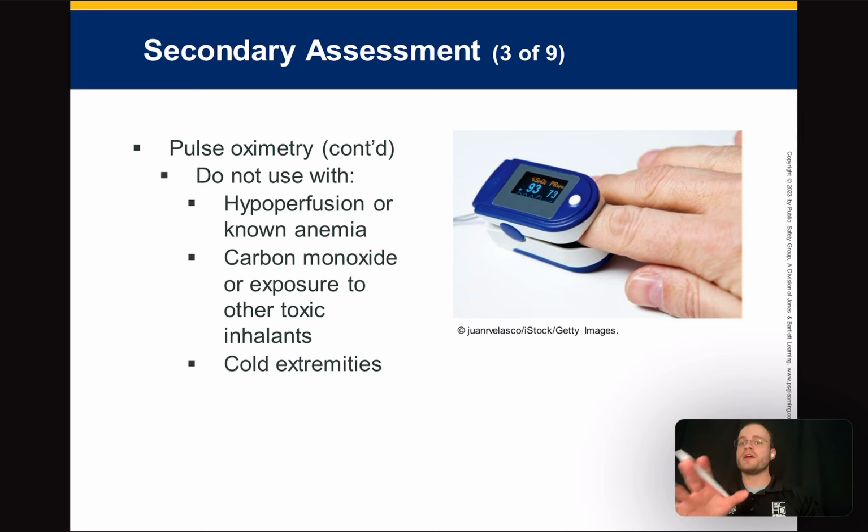So pulse oximetry, right? Do not confuse pulse oximetry with hypoperfusion or known anemia. So if someone has known anemia, their pulse oximetry might read low. Okay, carbon monoxide will cause it to read really, really high. It's because the hemoglobin is in fact saturated, but you don't really know if it's saturated with oxygen or carbon monoxide in this case.